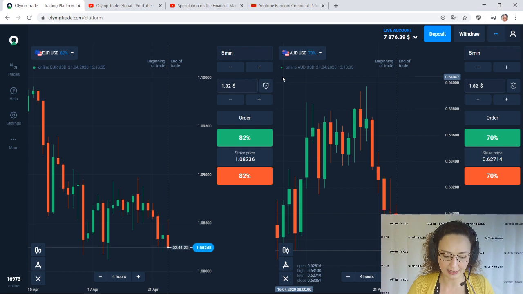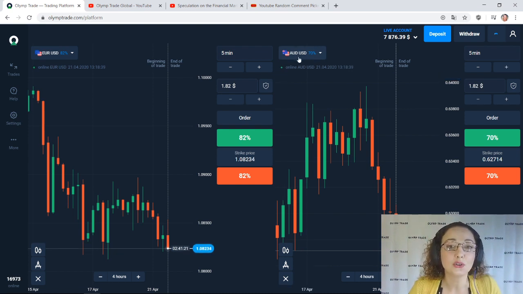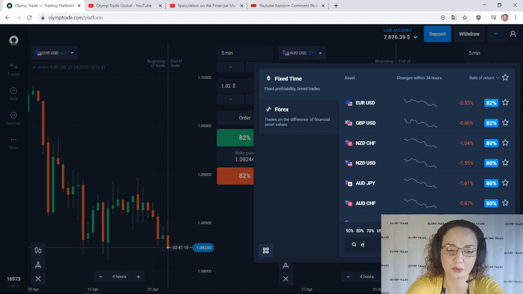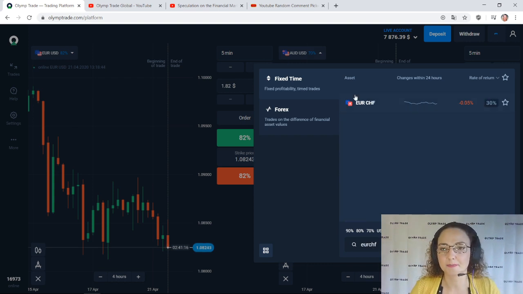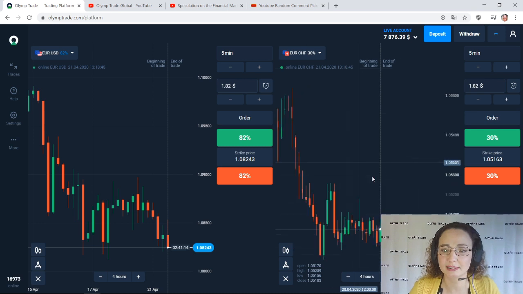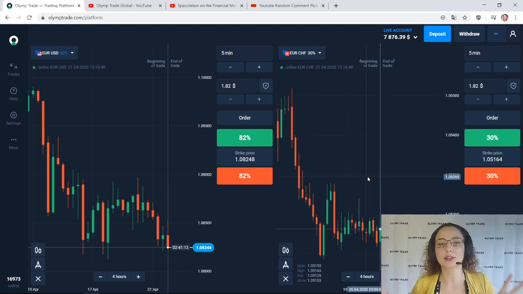Another correlated asset is Euro US dollar and the Euro and the Swiss franc. So Euro CHF. We can choose it like this. The assets, of course, are not going to be identically correlated, and it also depends on the situation on the market. But the idea here is that certain assets tend to move in the same direction.